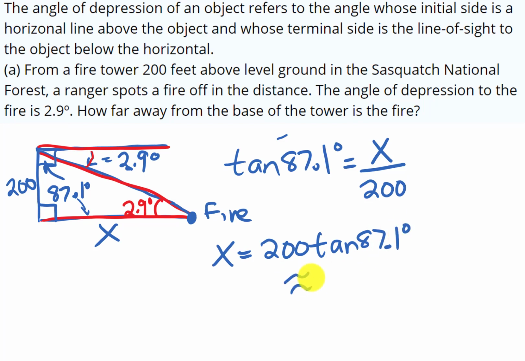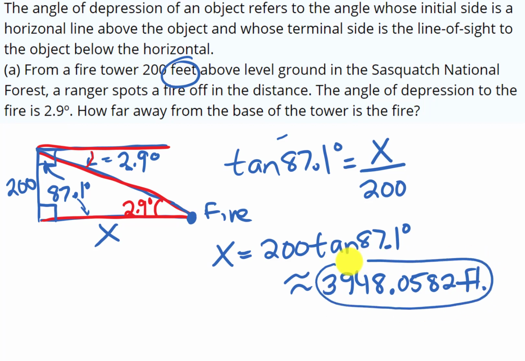Now we can put that in the calculator to find how far from the base of the tower. And I just have a rule of thumb: if it doesn't tell me how far, I always carry it out to 4 decimal places, and you'd be covered that way. So I grabbed the calculator, put in 200 tangent 87.1 degrees, and I get 3948.058, and I'm going to round that last place to a 2. And this is in feet because our tower was in feet. So that is how far the tower is from the fire.